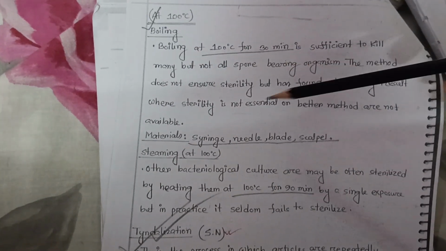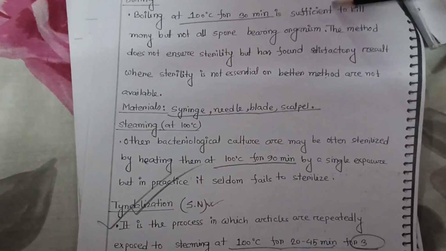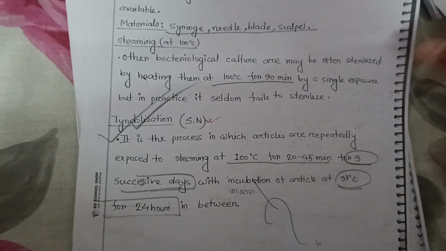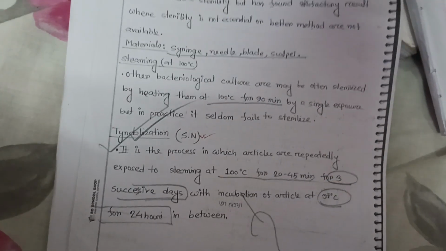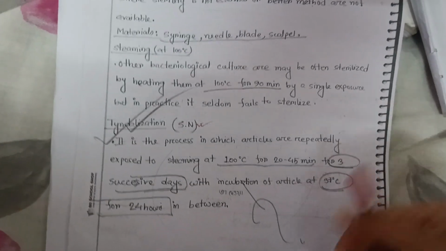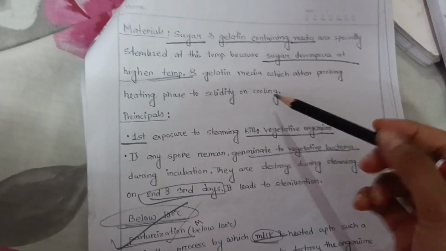Boiling is also important. You will have to memorize the time and temperature of boiling, as well as the materials used in boiling. And if I say what is the most important thing in this whole sterilization chapter, that is the autoclave. The autoclave is the most important. Also tyndallization: you will have to memorize the whole tyndallization process, the definition, time, temperature, as well as the principle or properties, which are the same, and also the materials.